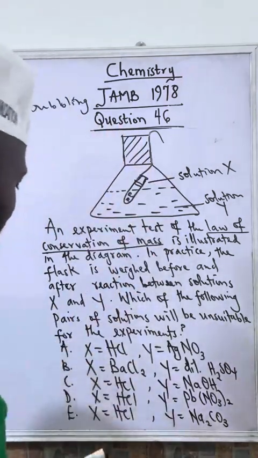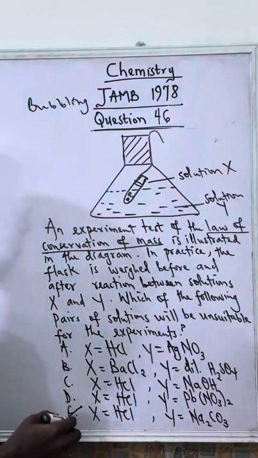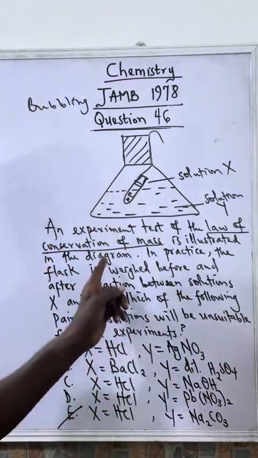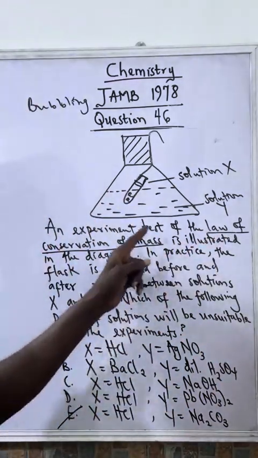So in that regard, the best answer to this is option E. That means this combination is not suitable to prove this law, that is the law of conservation of mass.